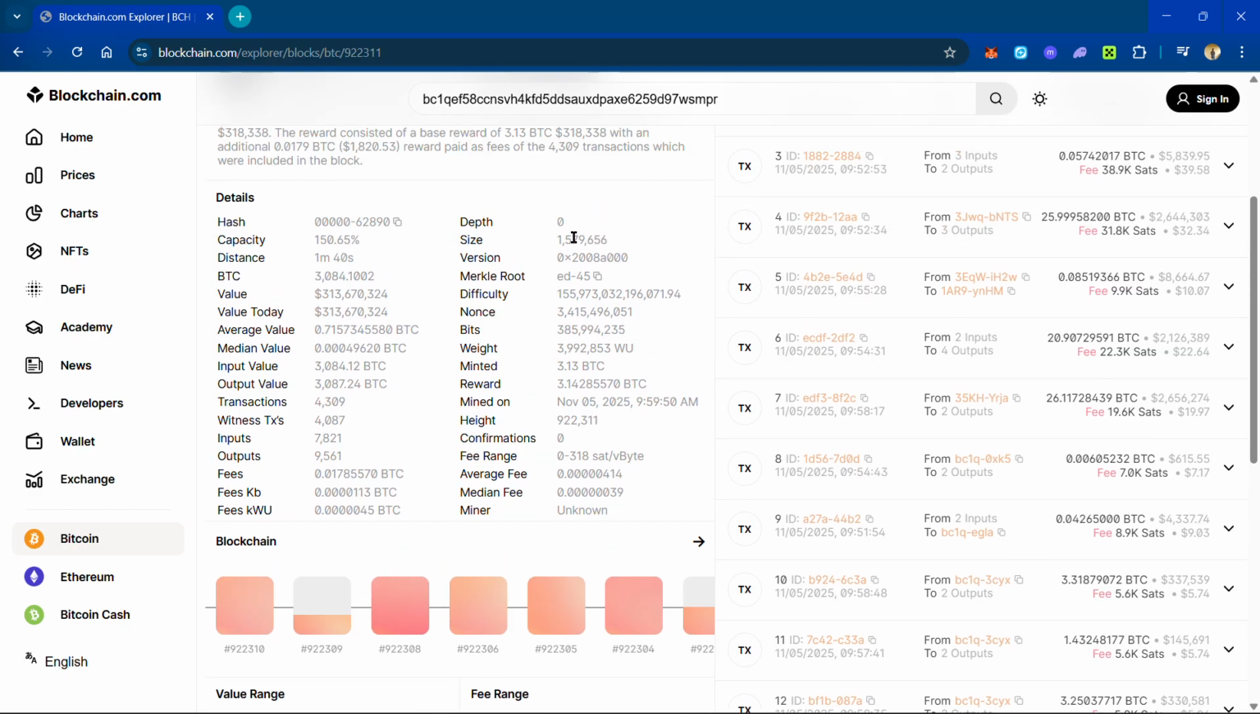So as you can see, 1.5 million. This is the value in Bitcoin in the current block. So 3,000 transactions took place in this block, and those 3,000 transactions are valued at 313 million USD. Now, this block was mined on November 5th at 9:59:50 a.m.